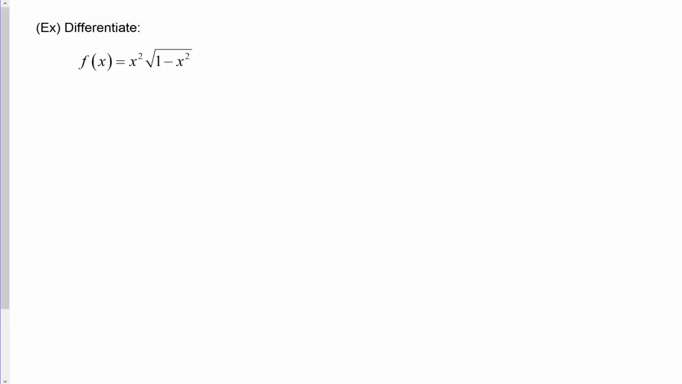In this next example, I want to differentiate the function f of x equals x squared times the square root of 1 minus x squared. Now, I have two functions that are multiplied together, so I am going to have to use the product rule. And another thing that's complicating this is that one part of those functions, the 1 minus x squared, which I could rewrite as 1 minus x squared to the 1/2, needs to use the chain rule. It turns out this really isn't all that bad getting the initial derivative. It's the process of simplification that gets a bit complex here.